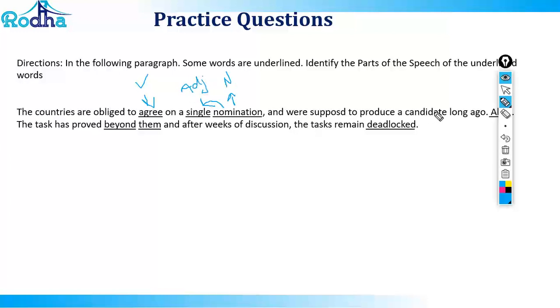And we were supposed to produce a candidate long ago. Alas. So alas is an interjection. The task has proved beyond them. Them obviously is a pronoun, and beyond refers to a position, so it has to be a preposition. And after weeks of discussion, the task remained deadlocked. What remained deadlocked? Task. And task is a noun, so deadlocked has to be an adjective.